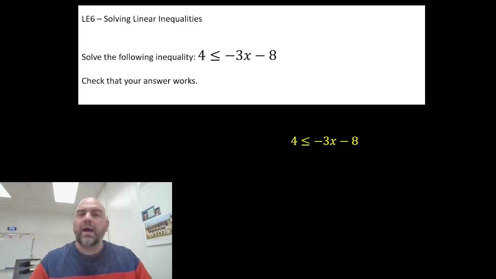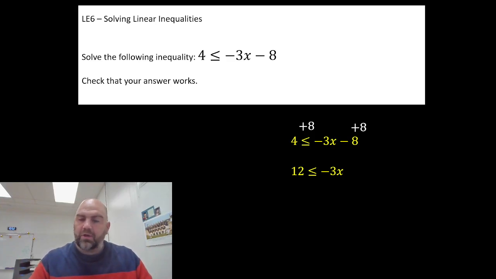Step one in solving is I'm going to add 8 to both sides as we're trying to isolate x. Adding 8 and subtracting 8, that's going to cancel out, and we're going to be left with 12 on the left-hand side and negative 3x on the right-hand side. Now you'll notice that when I did this, my inequality stayed exactly in the same spot. It stayed exactly the same. Okay, and that's super important when we are adding or subtracting.